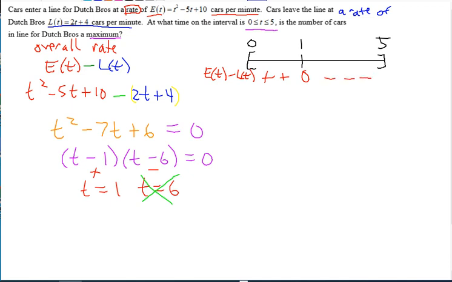So what this tells you is the derivative of the number of cars in line at Dutch Bros would be positive and then negative, so the number of cars is increasing and then decreasing. And so you can see in this case there's only one possible place that can happen, right at 1. And that's what it asks for, at what time. So that'd be t equals 1, and the units for time here are minutes.